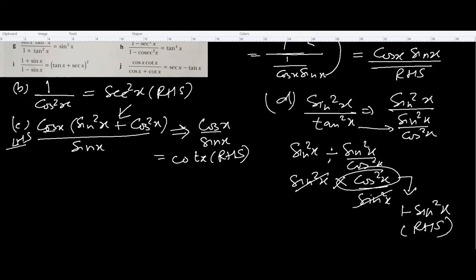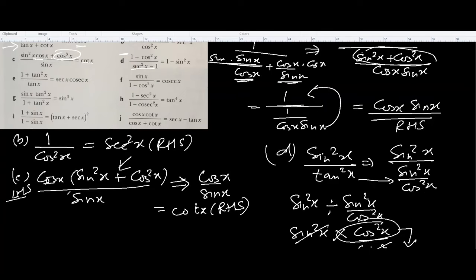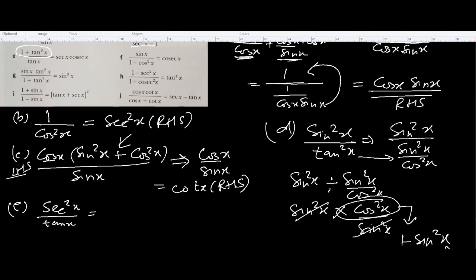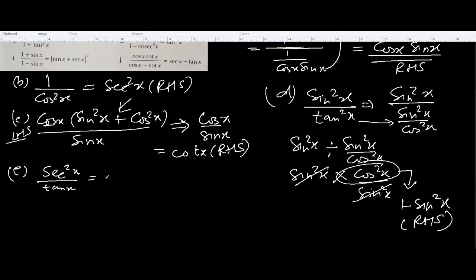Okay, let's go to E part. 1 plus tan square x. This 1 plus tan square x on LHS will be secant square x. That is the identity. Divided by tan x. Okay, now we can separate secant, because if you see RHS has secant x, 1 secant x. So second one we want cosecant. So we will separate this. Secant x is reserved. So secant x over tan x will be the rest of it.